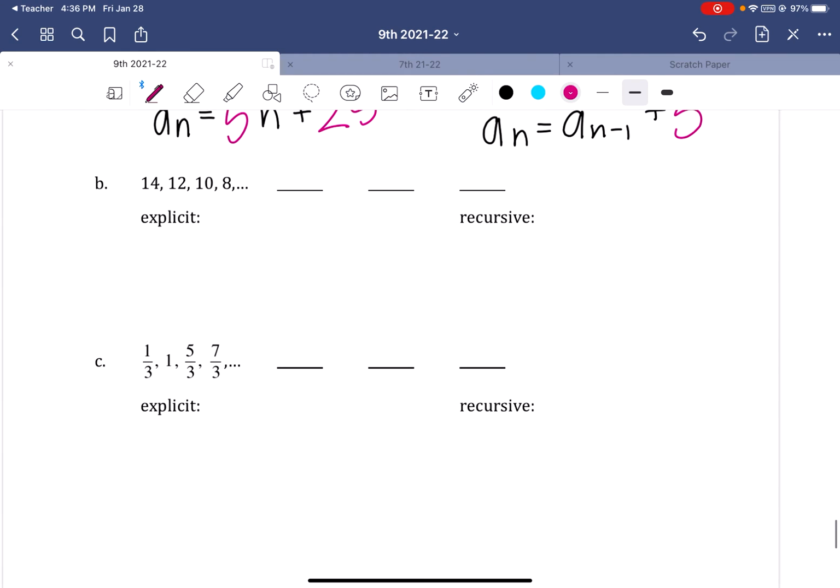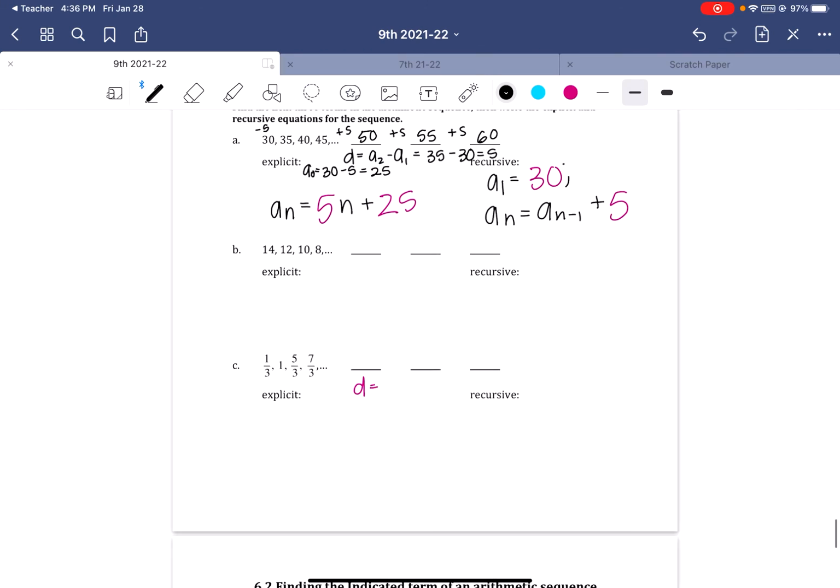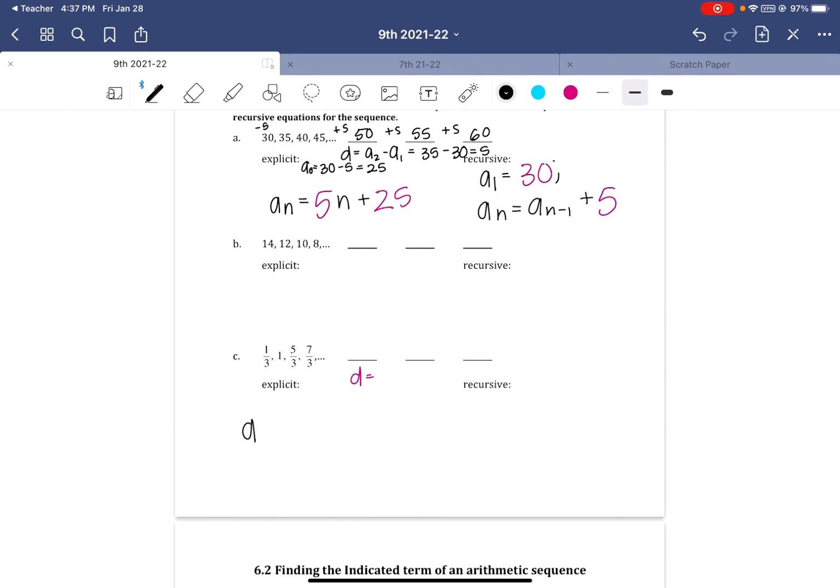Okay, let's check out C. This one's a little tricky because we have all of these. Oh man, I don't like fractions as much, but we can try it out. So we need to find our D first. Actually, let's write all of our rules out. So we're going to have AN equals N plus something, and A1 equals dot, comma, AN equals AN minus 1 plus something. Okay, now we got to find our D, and what else do I need to find? Our A naught. So let's do it.